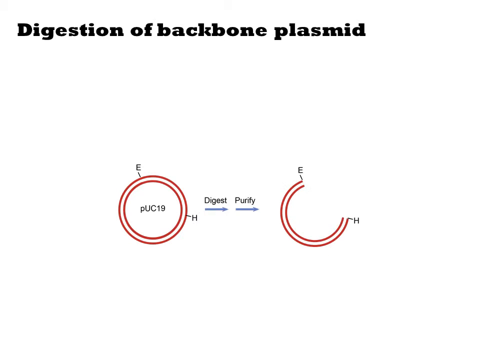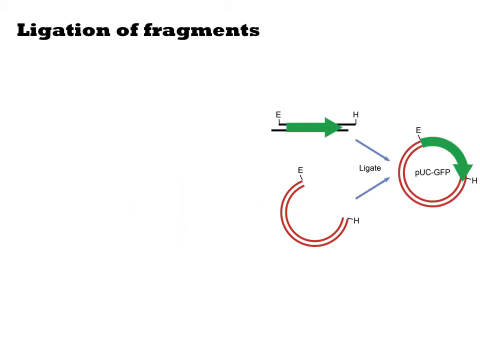Similarly, we need to digest pUC19 with EcoR1 and HindIII, and then purify the large backbone fragment containing the origin of replication and selectable marker. Finally, we ligate the GFP cassette and the vector backbone together to make our product, pUC-GFP.